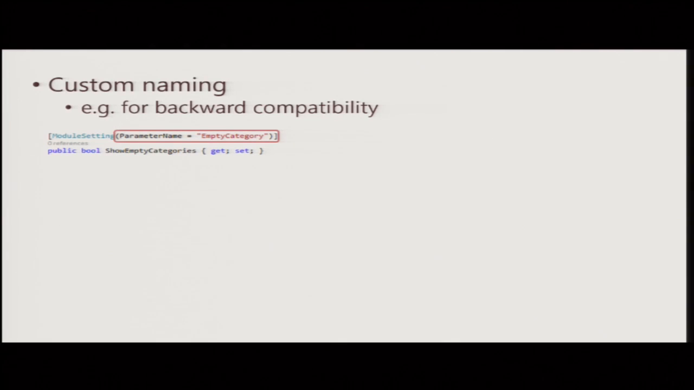But then again, there is no need. If you don't specify the name, as in the previous examples, then the module settings API takes over the name of the property. In this case, show empty get queries.